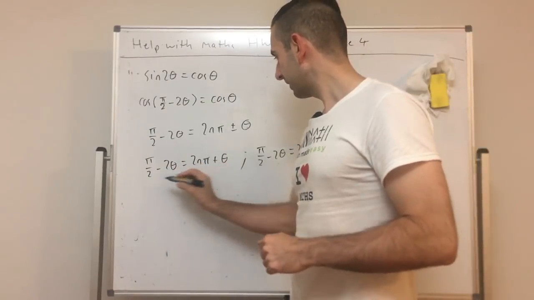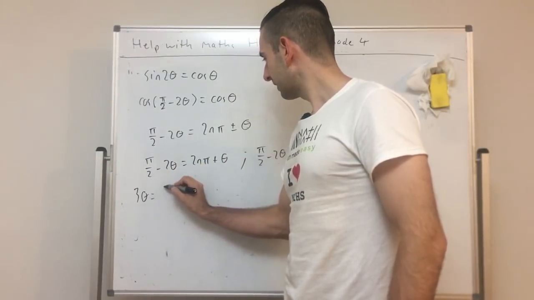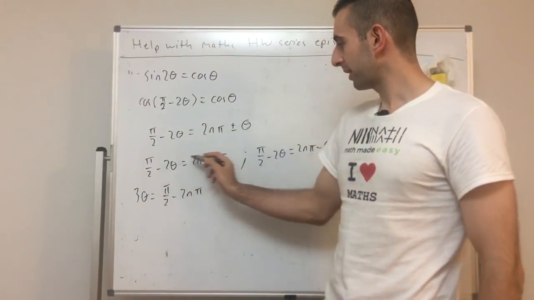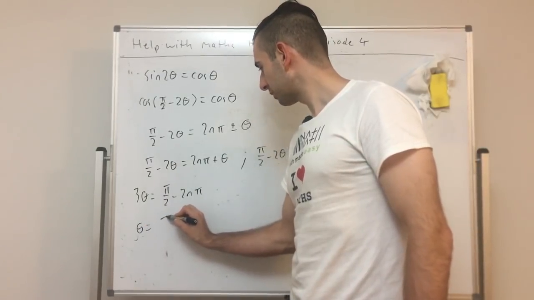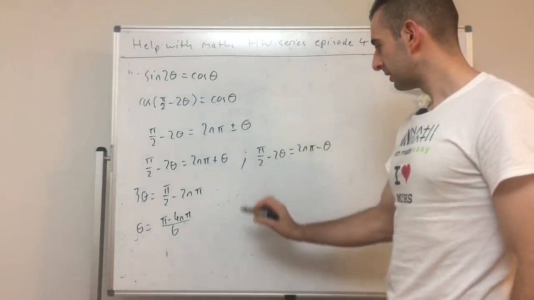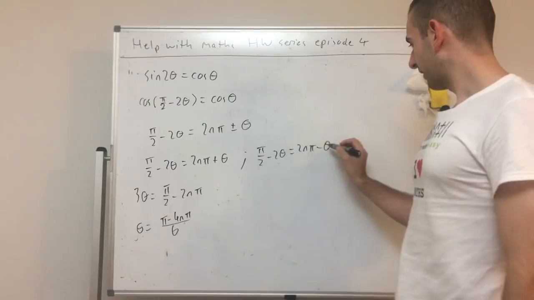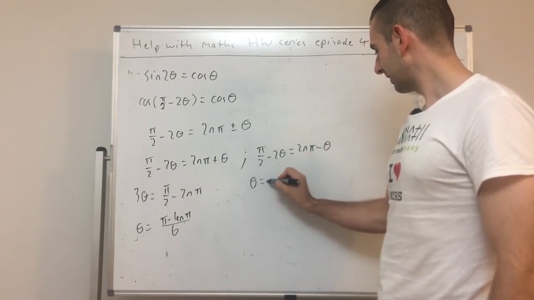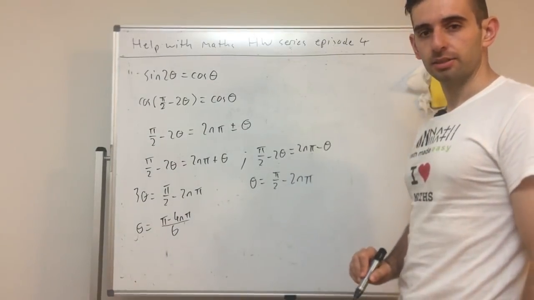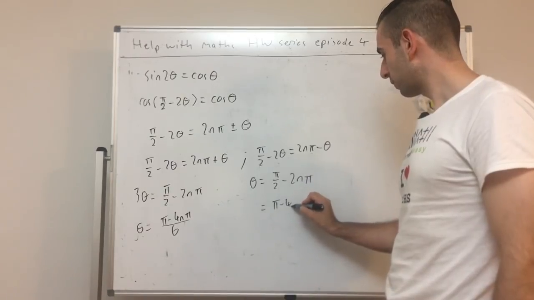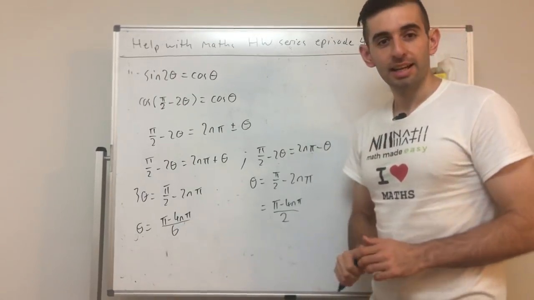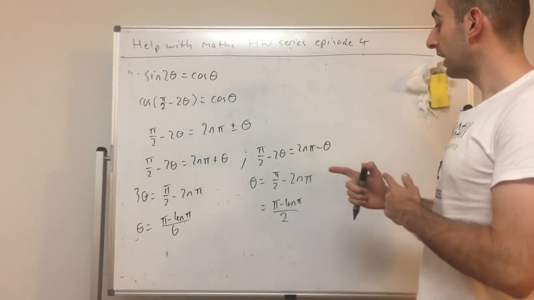So here I would bring it over here. So I get 3 theta equals pi on 2 minus 2n pi, just by swapping these. And then in one go I can write theta equals pi minus 4n pi over 6. Let's do the same over here. I take it over here. If we swap it, we get theta equals pi on 2 minus 2n pi. Or if I want, I can write it as pi minus 4n pi over 2. So again, that's just different ways to write theta, and then to get the values, you just sub in n again.